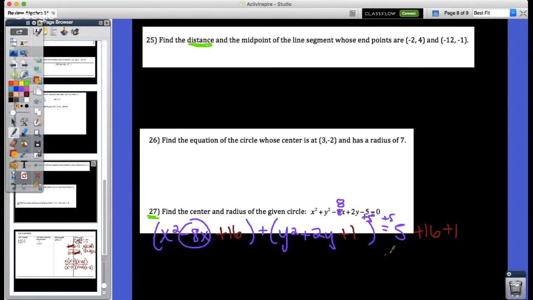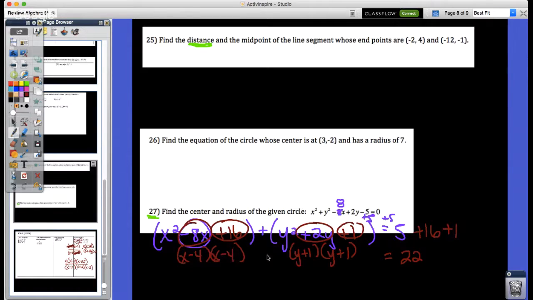Okay? So on the right side, I get 22 when added. And when I factor here, two numbers when multiplied get me 1, but when added get me 2. Remember, it should be the same exact number. So y plus 1, y plus 1. And then the x would turn into two numbers multiplied equals 16, but when added equal -8. So I'd get x minus 4 and x minus 4. So what it would be is (x minus 4) squared plus (y plus 1) squared equals 22.